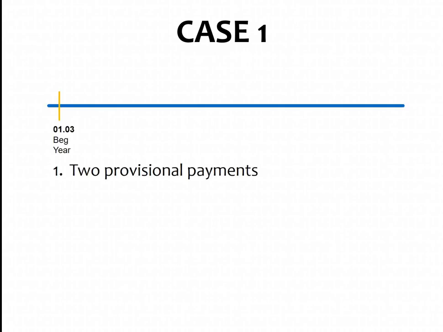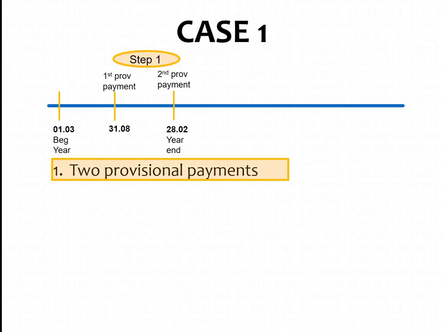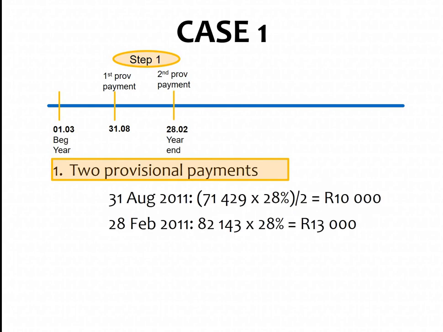So let's look at case 1 with some numbers. You'll remember these numbers. We made the 2 provisional payments. This was on 31st August and 28th February, the 2 amounts. Remember, in 31st August 2011, we estimated the taxable income for the whole year, so we need to remember to divide by 2. And then for 28th Feb 2012, you have the 82,143 times by 28%, which is the 13,000.